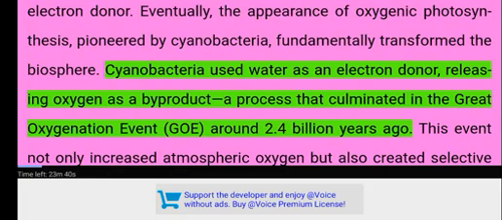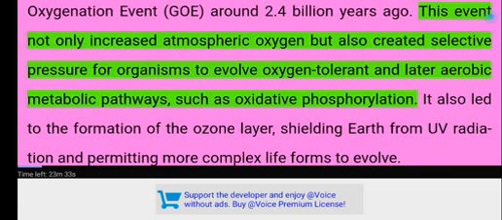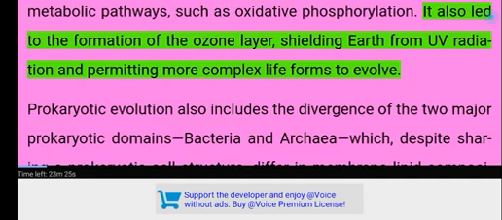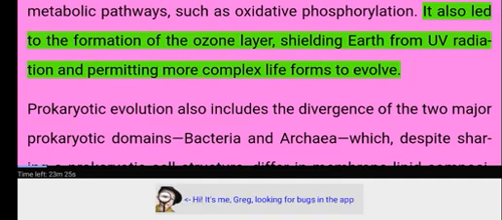Cyanobacteria use water as an electron donor, releasing oxygen as a byproduct, a process that culminated in the Great Oxygenation Event, around 2.4 billion years ago. This event not only increased atmospheric oxygen but also created selective pressure for organisms to evolve oxygen-tolerant and later aerobic metabolic pathways, such as oxidative phosphorylation. It also led to the formation of the ozone layer, shielding Earth from UV radiation and permitting more complex life forms to evolve.